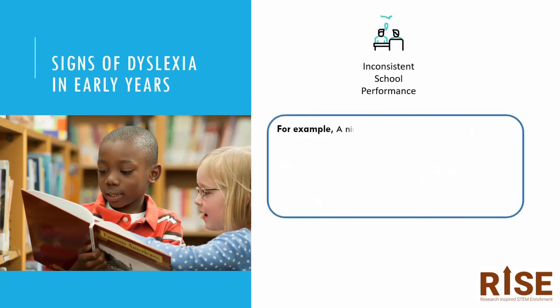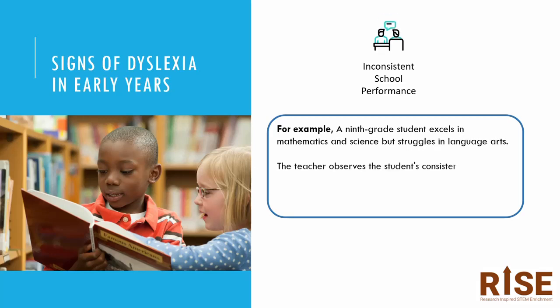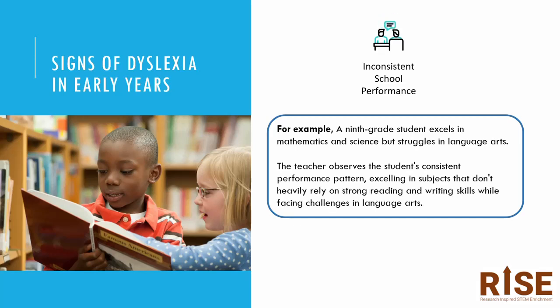Inconsistency may persist, with strengths in non-reading subjects. The student may excel in areas that don't heavily rely on strong reading and writing skills. For example, a 9th grade student excels in mathematics and science, but struggles in language arts. The teacher observes the student's consistent performance pattern, excelling in subjects that don't heavily rely on strong reading and writing skills while facing challenges in language arts.